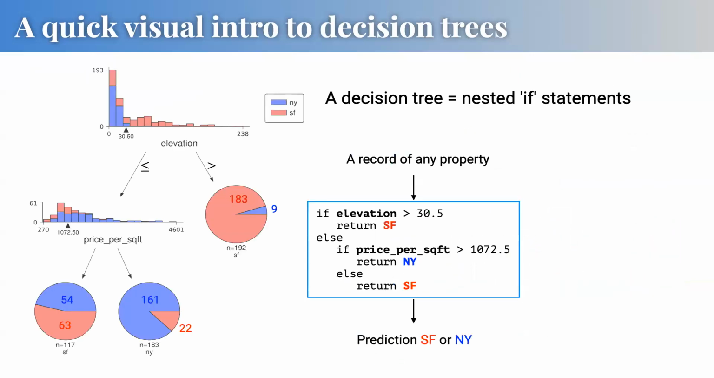And also, if we implemented this tree-shaped visualization in Python code, it's nested if statements. It's very simple again, because if the elevation is above some threshold, then return San Francisco, and if not, then we need to evaluate whether the price per square feet is larger than this number. If so, I'll return New York, and else return San Francisco. So we get the if-then rule from the data set. See, this is the decision tree. So we can get the rule.